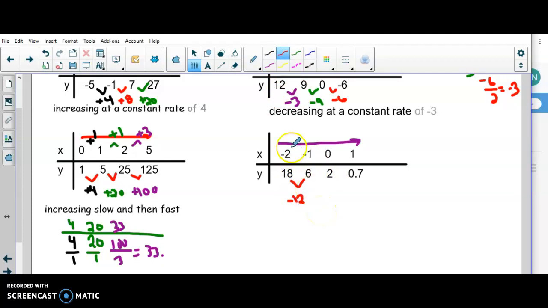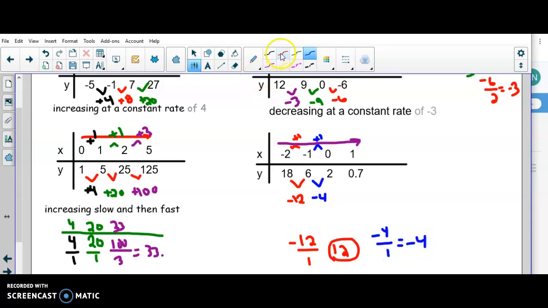Okay, do you guys see that? And this is going up by 1. So our pattern is actually negative 12 over 1, which is 12. Okay? Then our next pattern, decrease 6 to 2. That's a decrease of 4, while this is increasing by 1. So negative 4 over 1, which is negative 4.